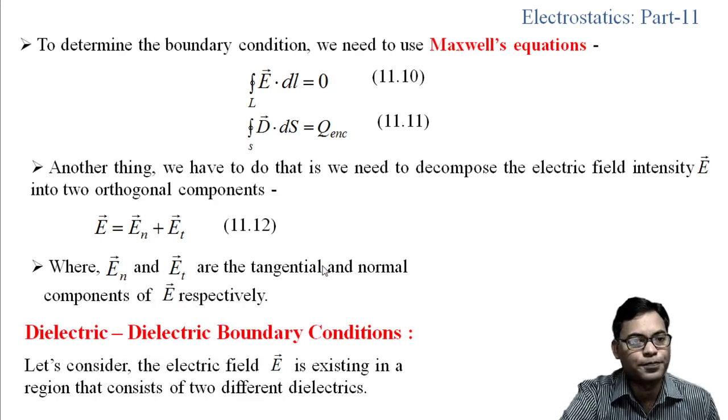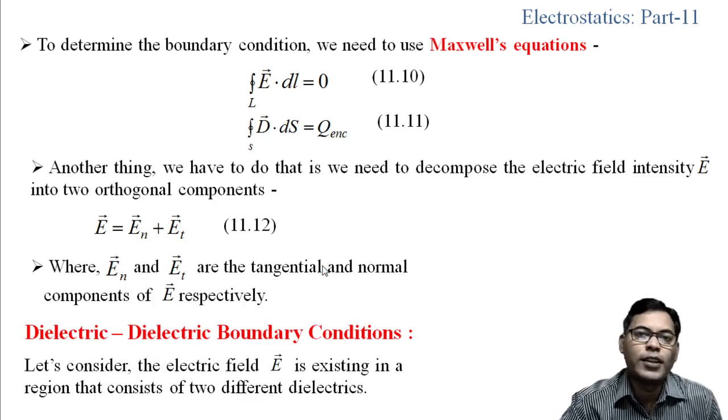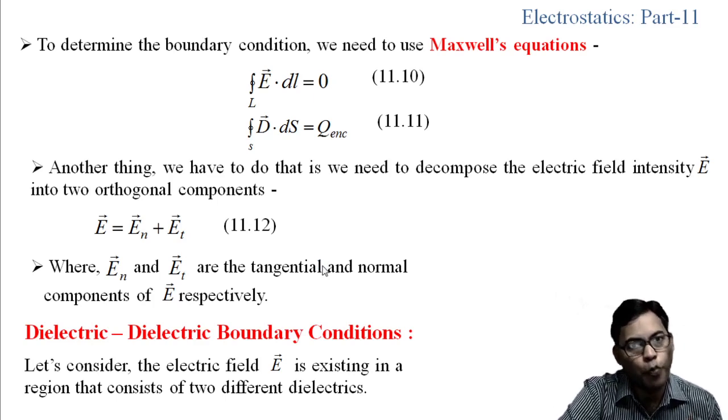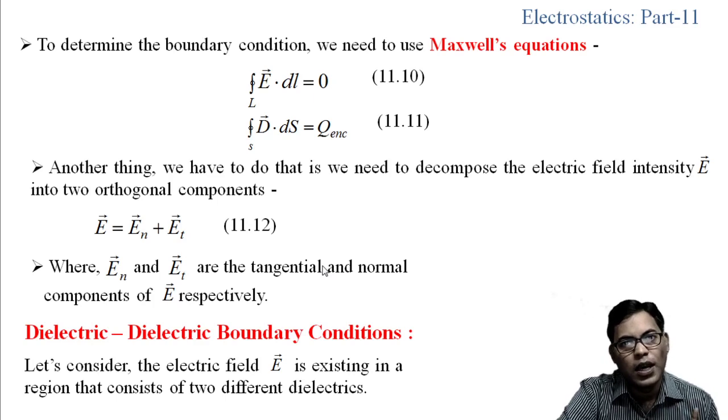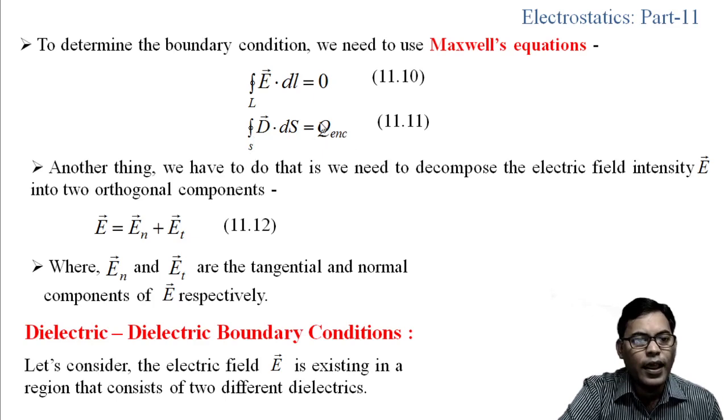So let us start. To calculate the boundary conditions, first we need to know two points. Number 1, the Maxwell's equations which we are going to use in this case, equations 11.10 and 11.11. That is the line integral of E dot dl equals 0, and the second one is the surface integral of D dot ds equals Q enclosed. That is the first point we need to remember always.